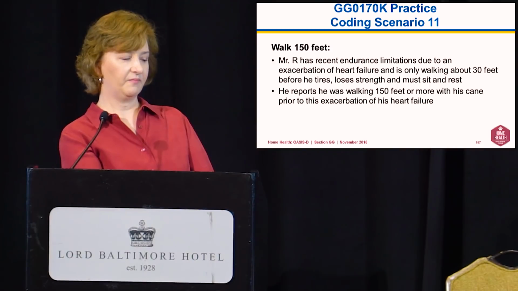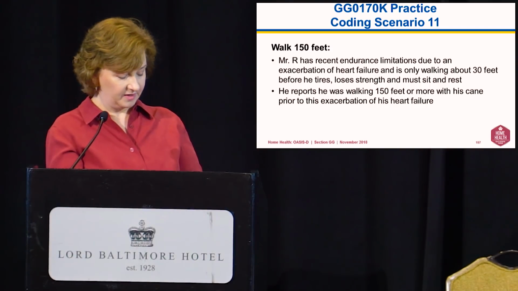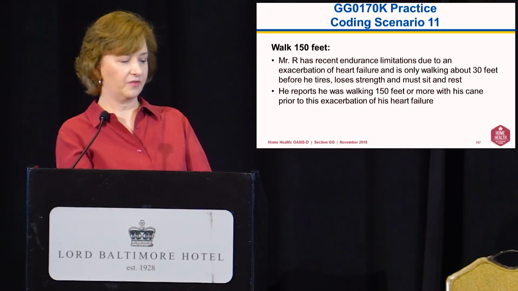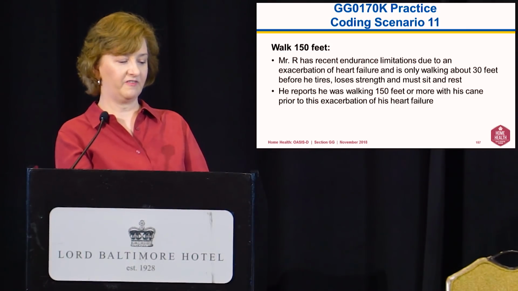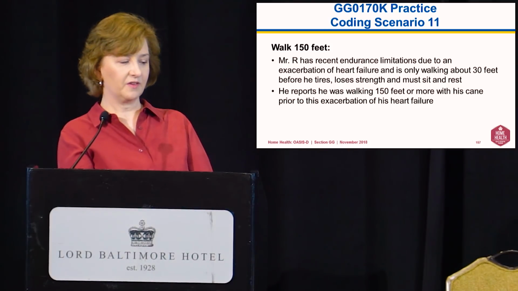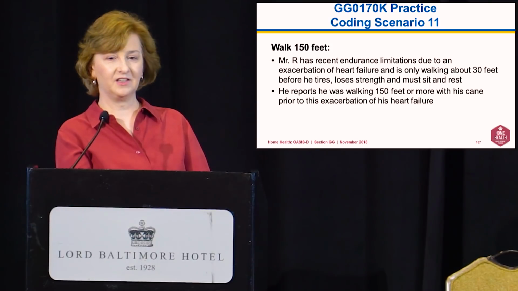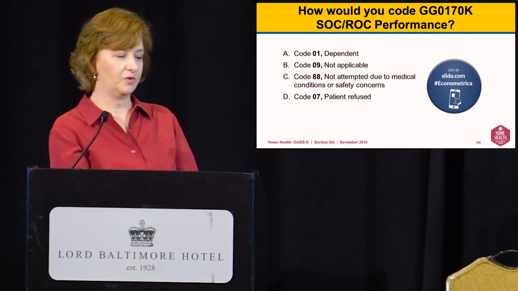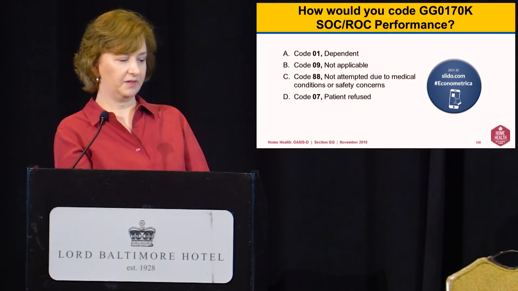Okay, so we have an example here, scenario 11, where the person is Mr. R, and he has had a recent endurance limitation due to an exacerbation of heart failure and is only walking about 30 feet before he tires, loses strength, and must sit and rest. He reports he has been walking 150 feet or more with his cane prior to his exacerbation of his heart failure. So at this point, he's not able to perform the activity, and it seems to be a recent onset. So how would you code for this particular gentleman?